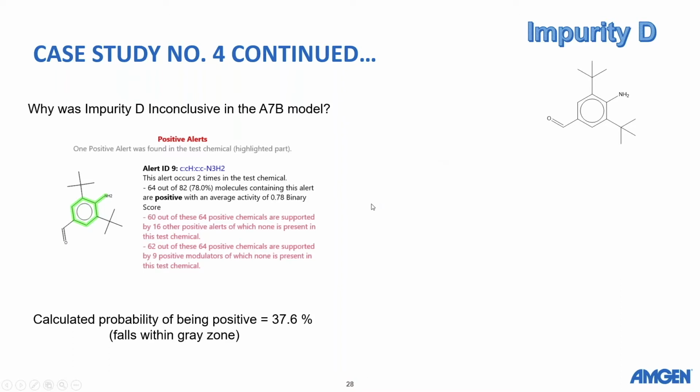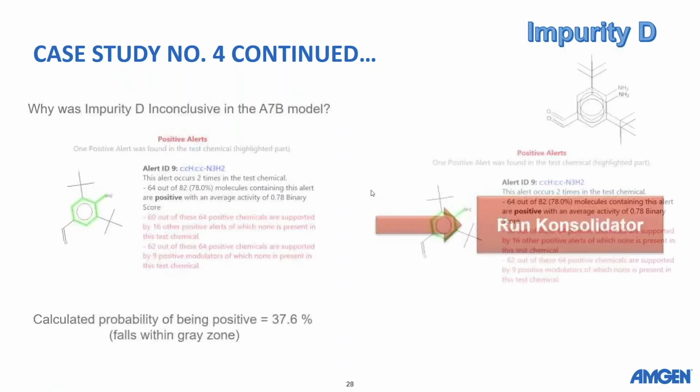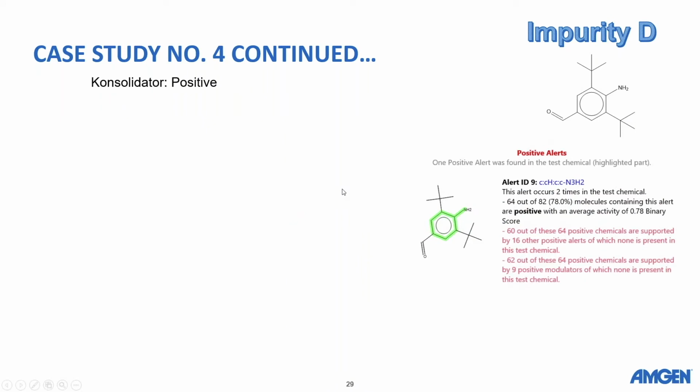No matches in the similarity search, so we conducted the consolidator. In this case, consolidator predicted the compound to be positive. However, we were able to find structurally similar compounds with deactivating features, which were shared with our compound, to apply this expert review and potentially de-risk impurity D.